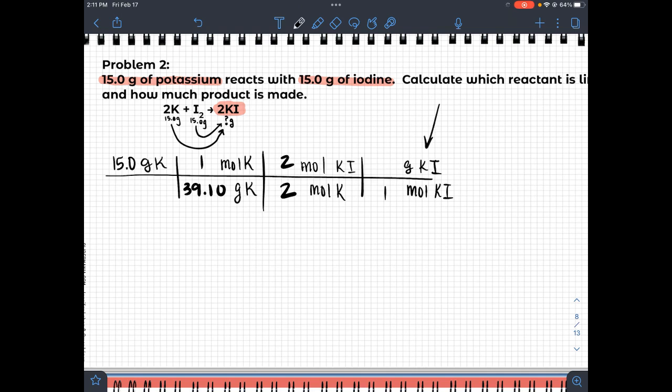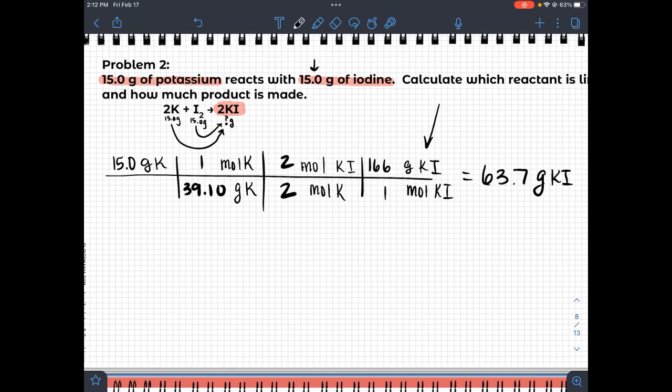And KI up here, let's add that up. It's going to be potassium 39.10 plus iodine is 126.90. So that's going to be 166. All right, so let's calculate what we have here. It's going to be 15.0 times 2 times 166 divided by 39.10 and divided by 2. We've got 63.7. That's grams of KI.